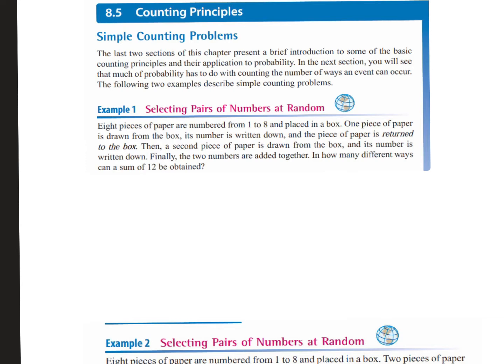All right, if you look at this first example, it says 8 pieces of paper are numbered 1 to 8 and placed in a box. One piece of paper is drawn from the box, the number is written down on it. The piece of paper is returned to the box. Why do you think that they have that italicized right here? It says that it was returned to the box. Do you think that's important information? Yes.